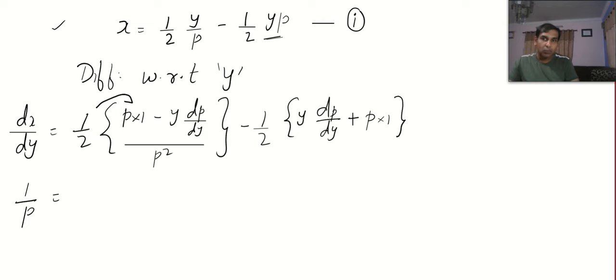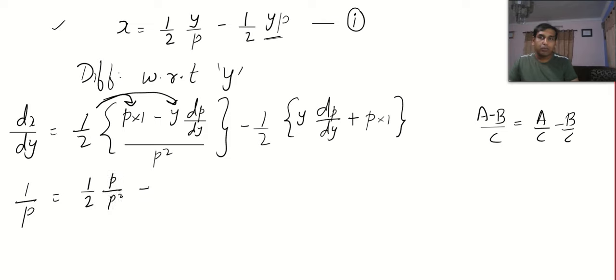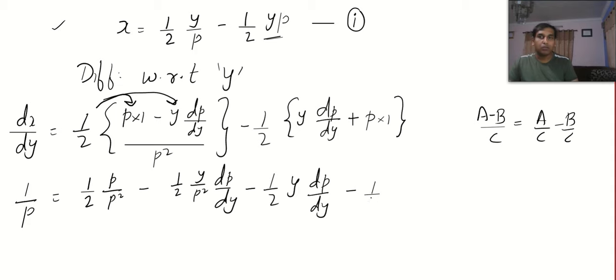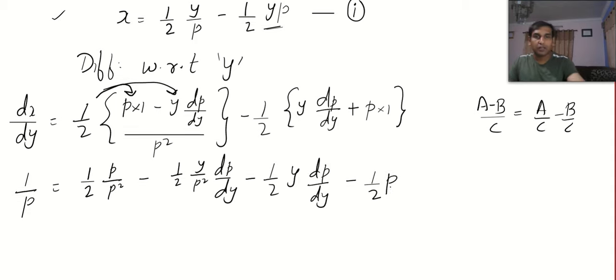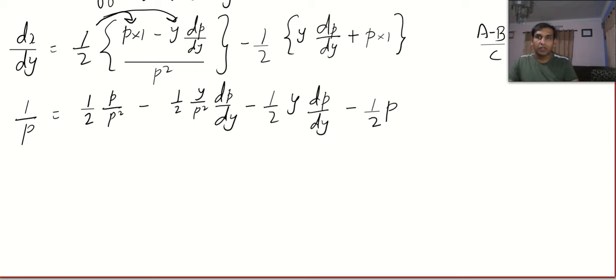So I'm going to take this 1 by 2 inside and divide throughout by p, because a minus b by c can be written as a by c minus b by c. So 1 by 2 goes inside, p by p square, minus 1 by 2 goes inside, y by p square dp by dy, minus, I'm going to take this 1 by 2 inside, dp by dy minus 1 by 2 into p. So here we have 1 by p.